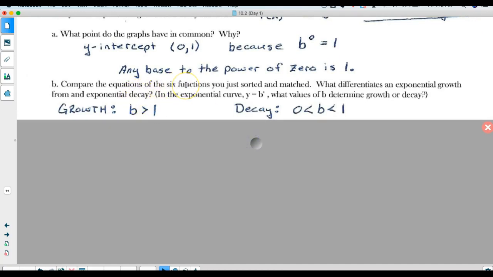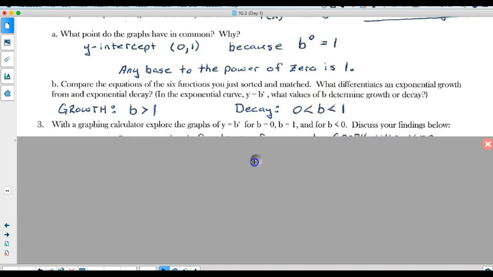And then we're moving right along down here. Compared to the equations of the six graphs you sorted, what generally differentiates growth from decay? It is exclusively that b value, okay? In a growth function, the b value is always greater than 1. So whenever you're looking at an exponential function and whatever is raised to the power is greater than 1, it's going to grow. And whenever that b value is between 0 and 1, it is going to be a decay function, meaning left to right it's going to get smaller, okay?